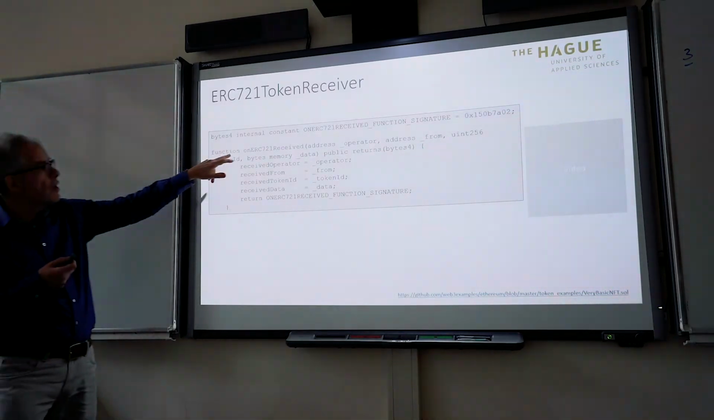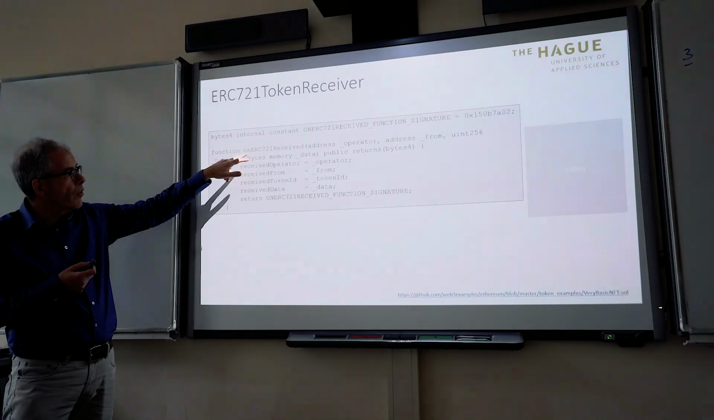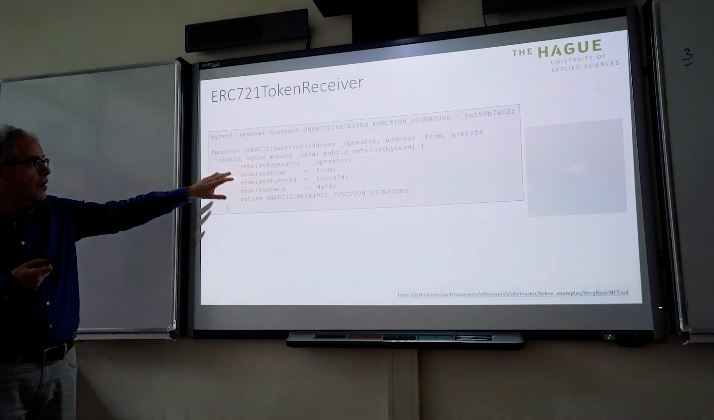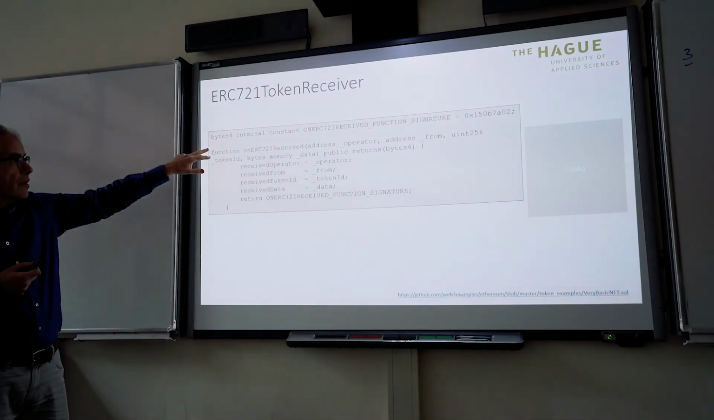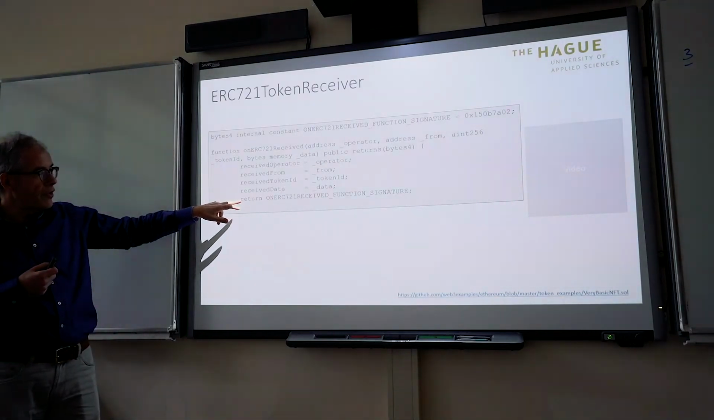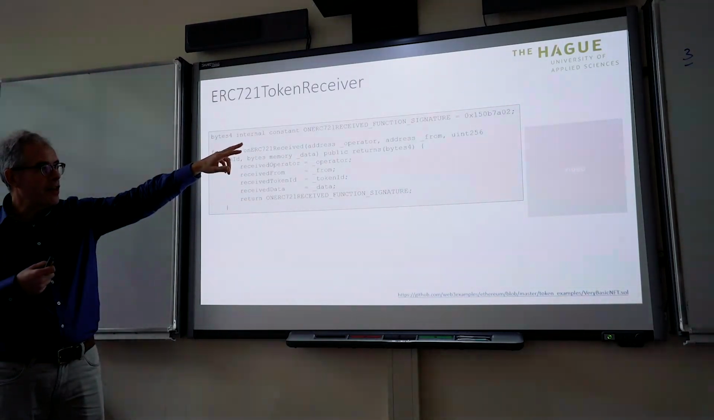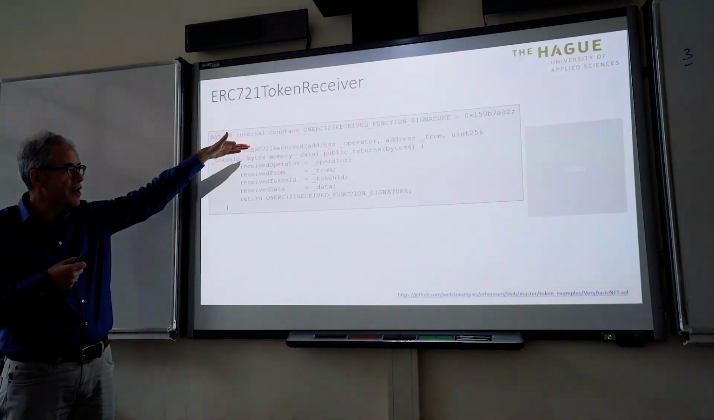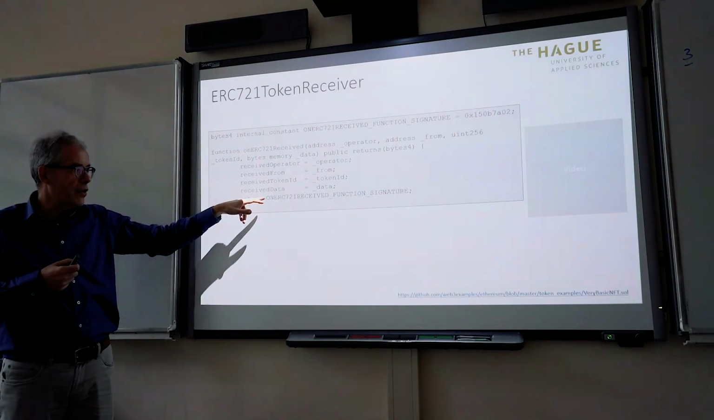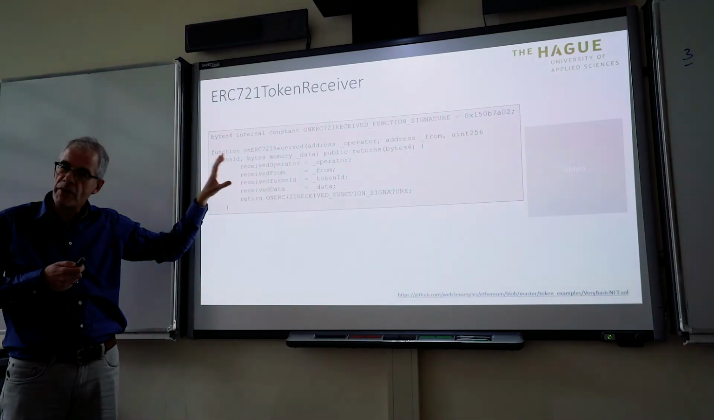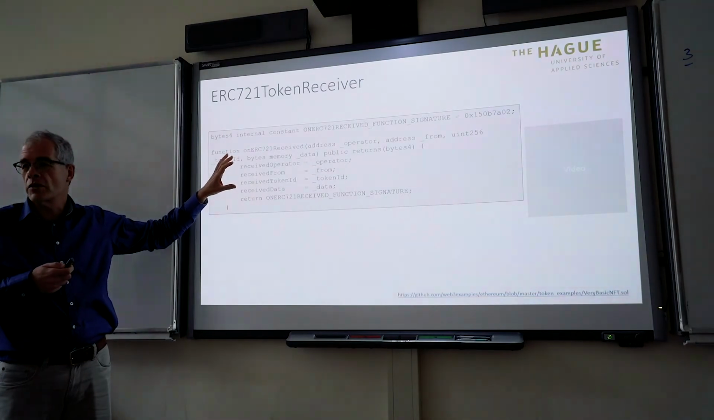Okay, the function onERC721Received has to look like this. It has to have this interface, but most important is that it returns the same signature, which is also the signature of the function itself, and it has to return it. That's just a safeguard to make sure that this function does what it is supposed to do.